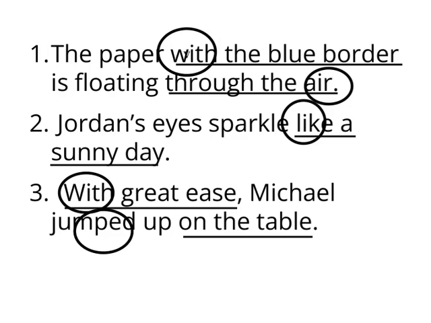Now take a look at this scene. The paper with the blue border is floating through the air, almost as if it's weightless, symbolizing ideas or information in motion. Notice how Jordan's eyes sparkle like a sunny day. This highlights his enthusiasm and curiosity, which are essential for innovation and learning. It's a reminder that a bright, curious mindset can make a big difference. And then we see Michael jumping up on the table with great ease. This demonstrates confidence and agility, traits that are vital when tackling challenges or taking bold steps. Altogether, these visuals connect to our overall theme. Embracing curiosity, confidence, and flexibility can propel us forward in our pursuits.